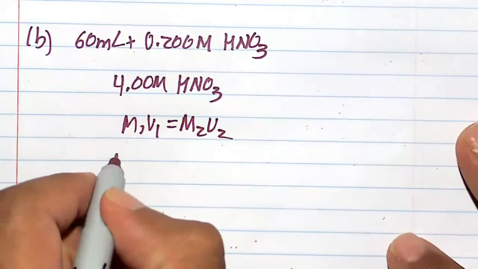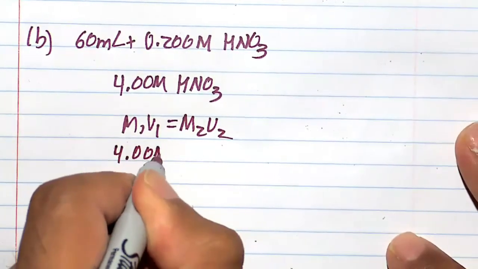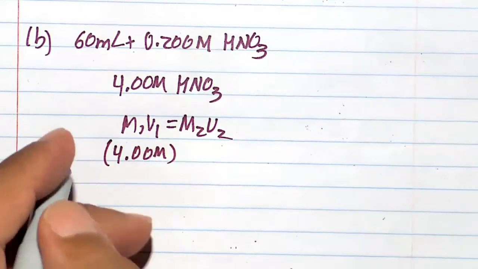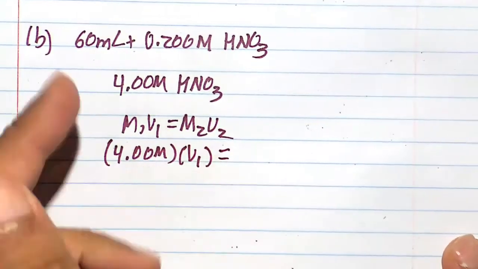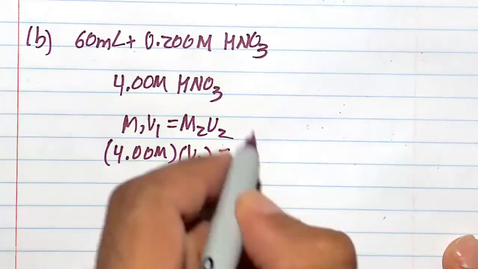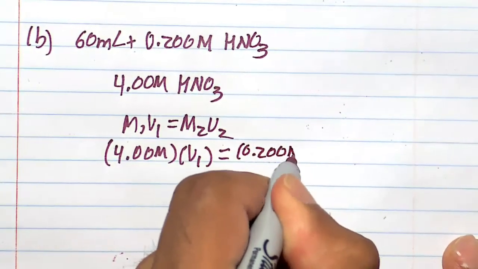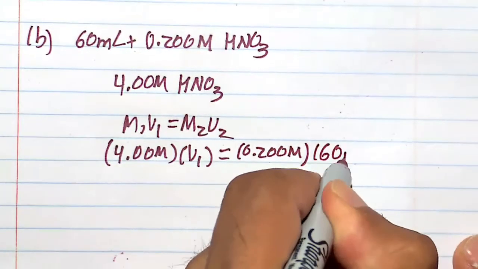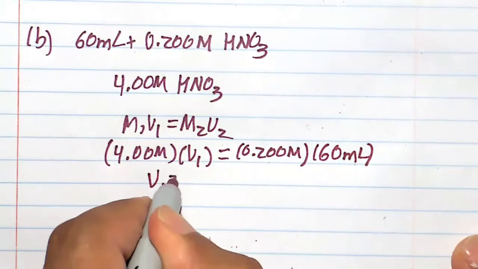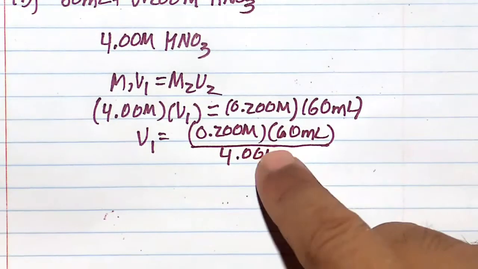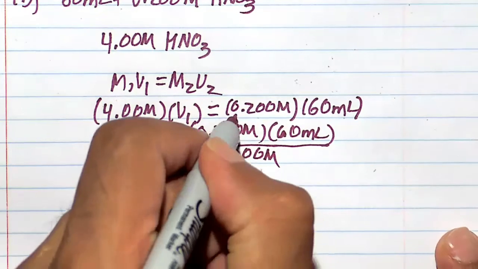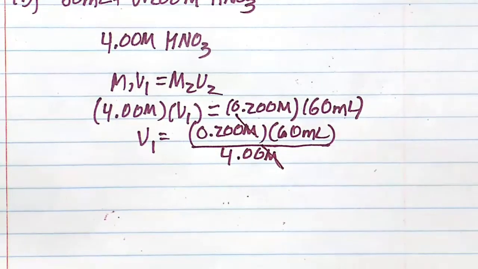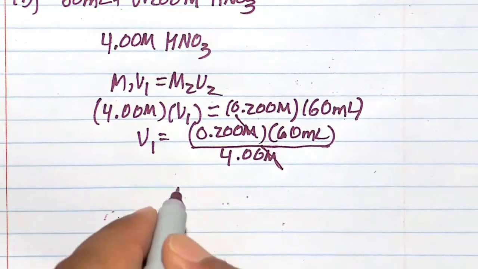M1 is always going to be the more concentrated one. That's 4.00 molar. How much do we take out of that bottle? Our final concentration is 0.200 molar, moles over liter. Our final volume is 60 ml. Solving for V1, we find 0.2 molar times 60 ml divided by 4 molar. The big M cancels with the big M, and I'm left with milliliters. So 0.2 times 60 divided by 4. That's going to be 3 milliliters.